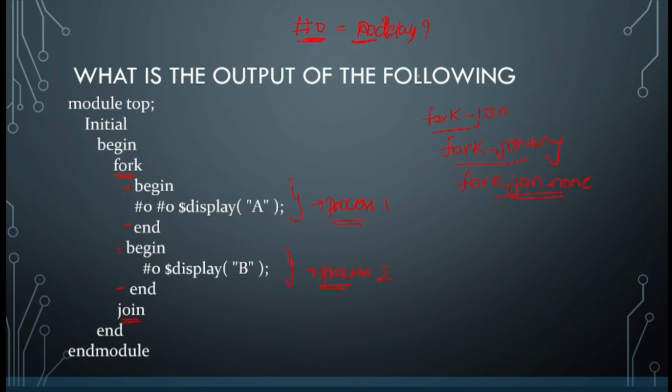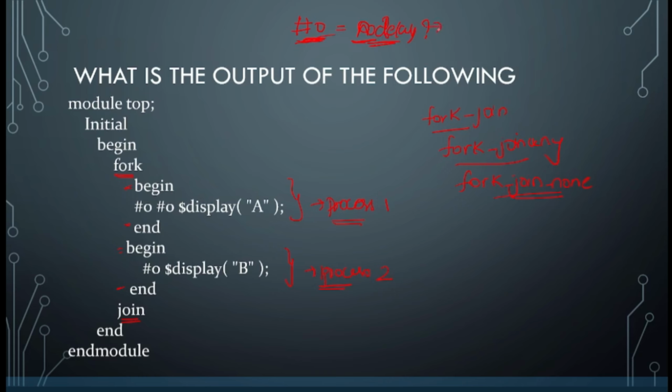And if you really can tell the answer for this, I'm very happy for you. But if you don't know about the difference between #0 and no delay, let me explain this in this video. It is very interesting. So #0 and no delay are the same actually, but they are different.